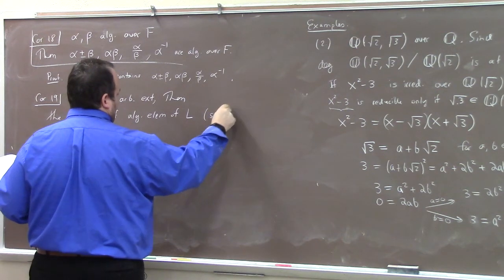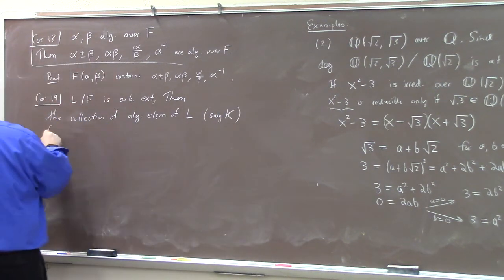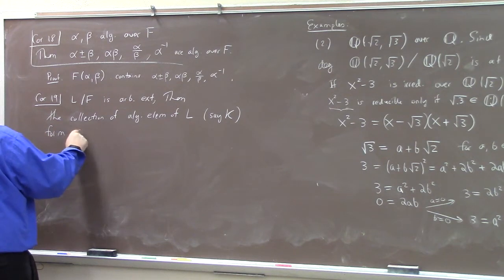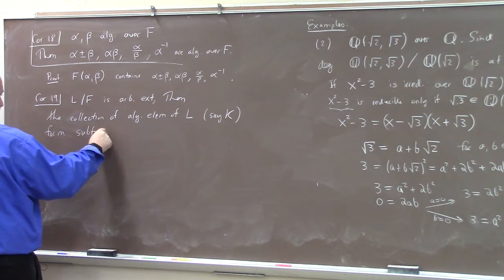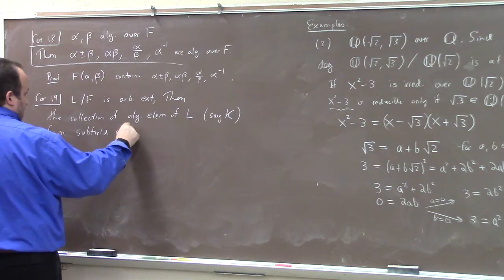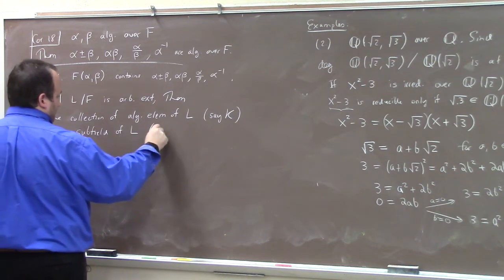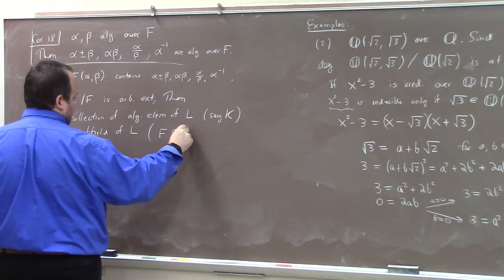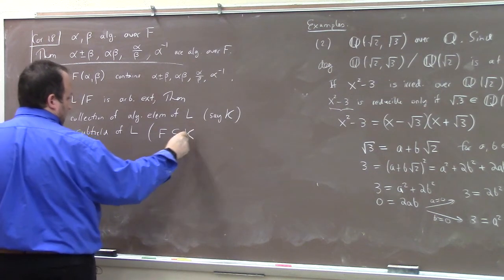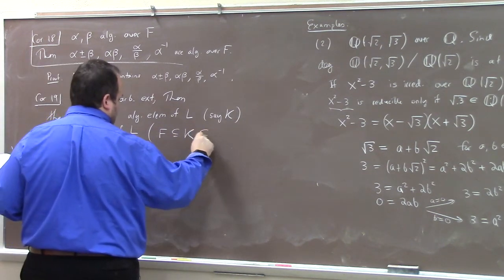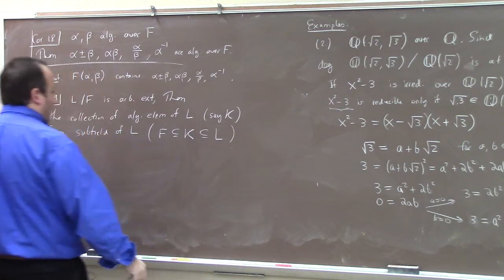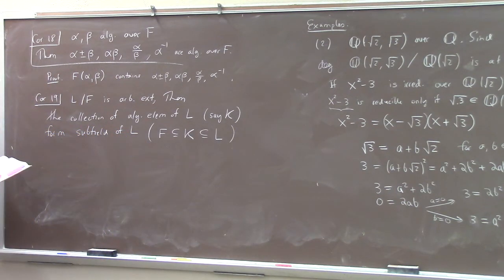Let's call these K, form a subfield of L. So we've got F is the base field, K is the set of algebraic elements of L over F, and L is up here. So, if L is not an algebraic extension, then there could be elements which are not algebraic in it.